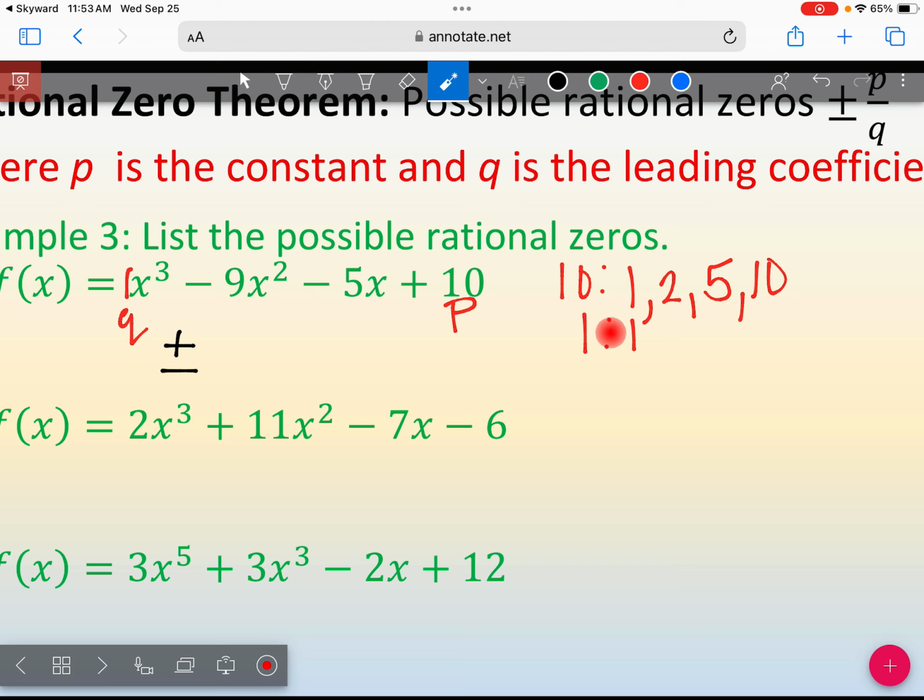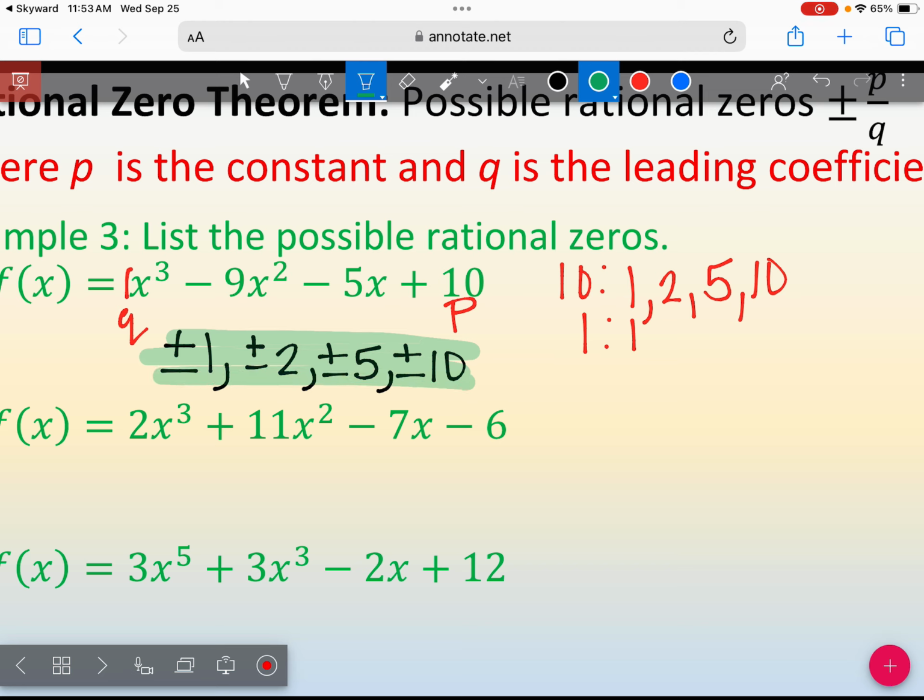It's always easier when Q is 1. So the possible zeros will be plus and minus 1. I'm not going to put plus and minus in front of each one, but every single number could be positive or negative. Plus and minus 2, plus and minus 5, or plus and minus 10. Those would be our possible zeros. In your homework 13, there's a few questions where all you have to do is tell me the possibilities. So you list all your factors of P, all your factors of Q, and then you divide P over Q.